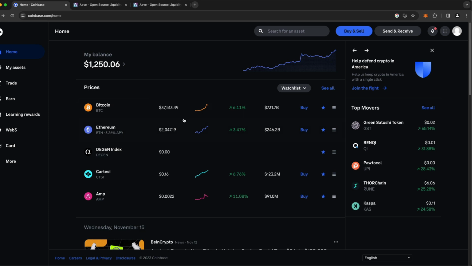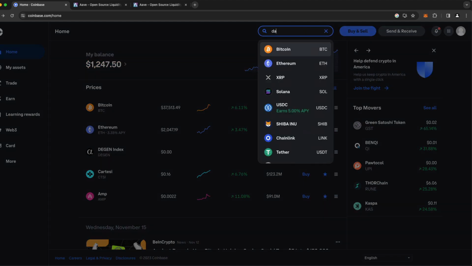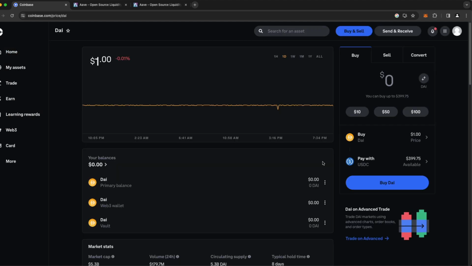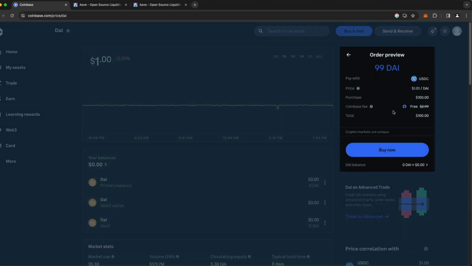So I'm going to go to Coinbase and I'm going to need to acquire the DAI. So let me go ahead and look for that. All right, so I've got the DAI asset loaded up here. And what I'm going to do is use some of my USDC, which I told you before I preloaded. I'm going to go ahead and buy some of the DAI because I don't have any right now. I can buy up to the amount of money that I have in my other stablecoin. So basically just swap one stablecoin for another.